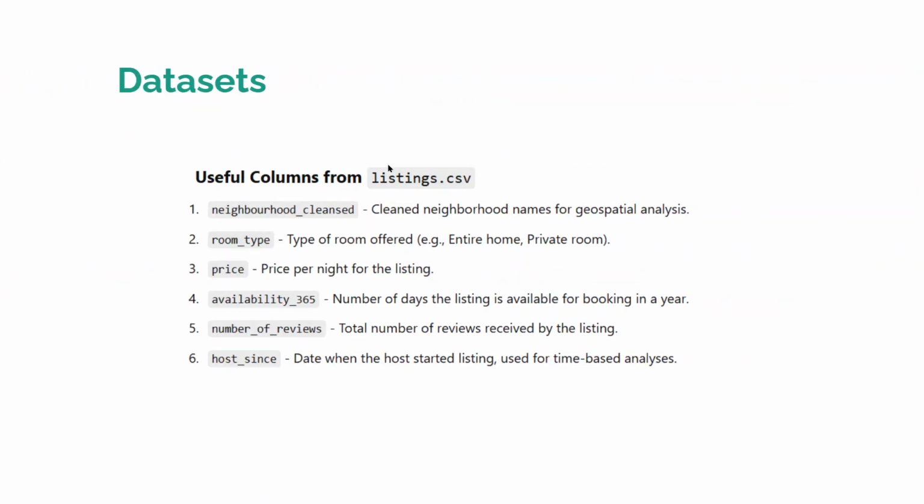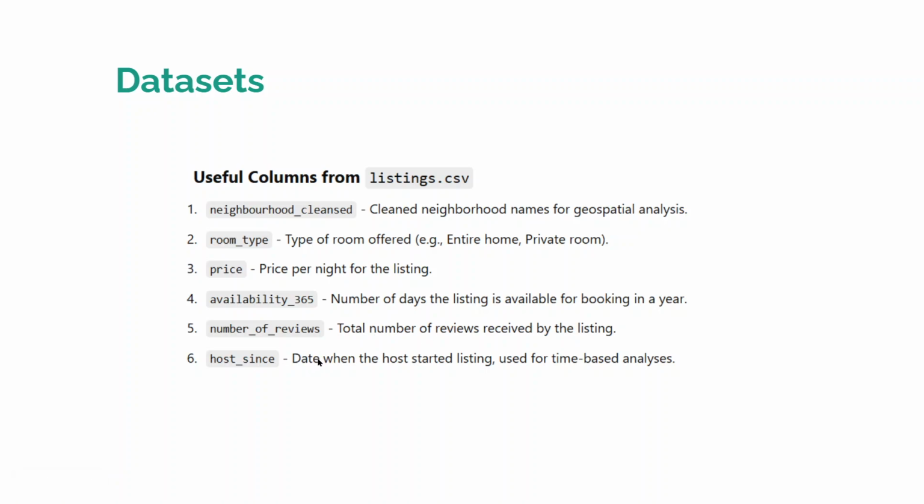The third one is datasets from Airbnb. They have all the same columns, and I have chosen the most useful columns: neighborhood cleansed, room type, price, availability, number of reviews, and host since date.